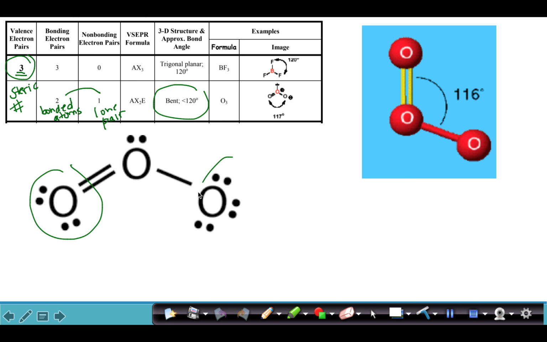So 2 bonded atoms, 1 lone pair on the central atom means that the molecular geometry is bent and it is a bond angle of less than 120 degrees. And as we see for ozone, the actual bond angle observed is actually 116 degrees. So number of bonded atoms plus lone pairs gives you the steric number. And then two of those were bonded atoms, one was a lone pair. So now the shape is called bent with a bond angle of less than 120.